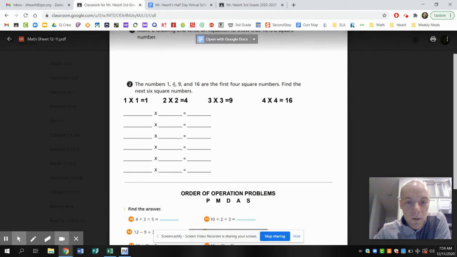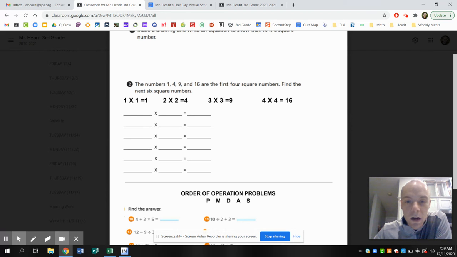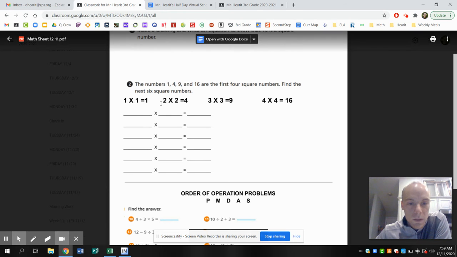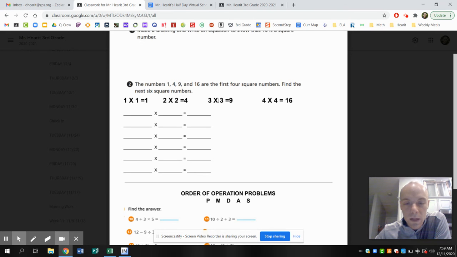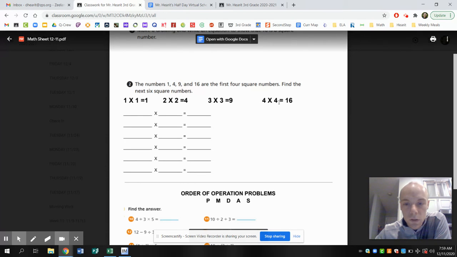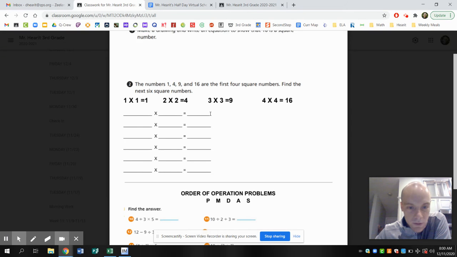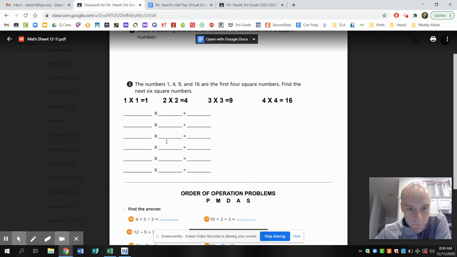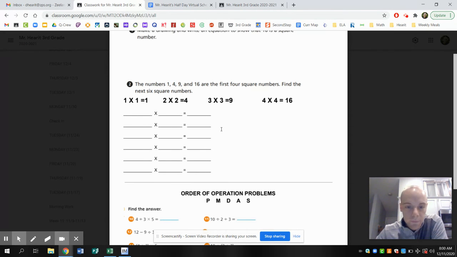The numbers 1, 4, 9, and 16 are the first four square numbers. Find the next square number. So like 1 times 1 is 1, 2 times 2 is 4, 3 times 3 is 9, 4 times 4 is 16. Those are our first four square equations with square numbers. Come up with the next ones in order. So go in order. 5 times 5 is something, and then keep going. 5 times 5, 6 times 6, keep going and write them all the way down until you get to the bottom here. Make sure you have the answers there too.